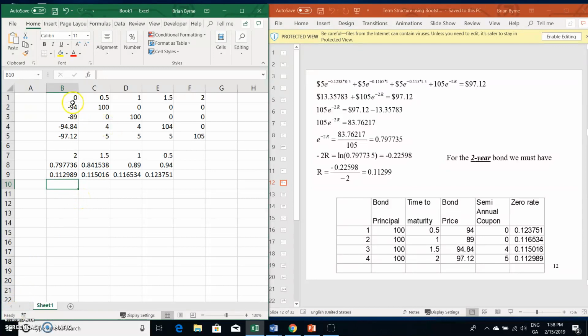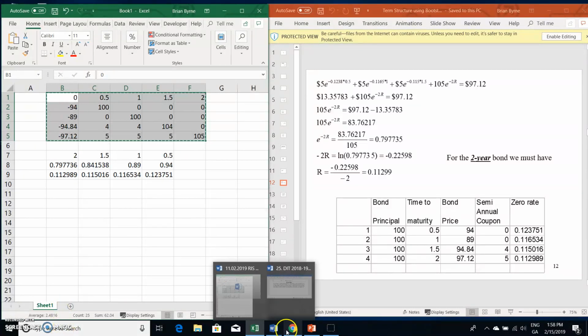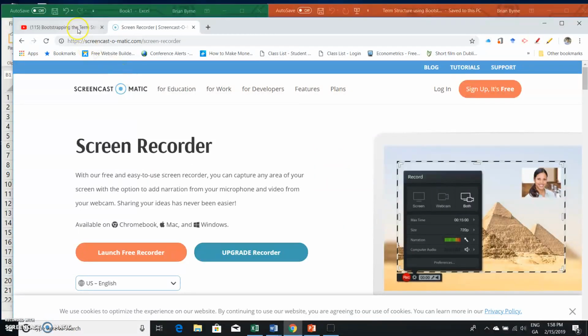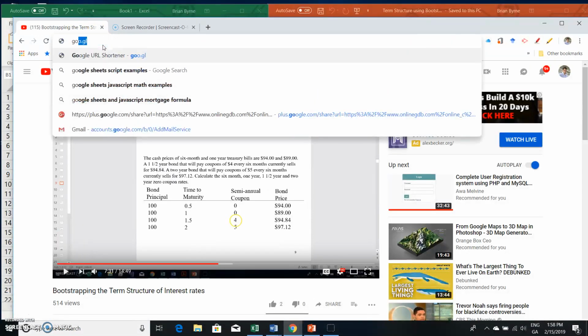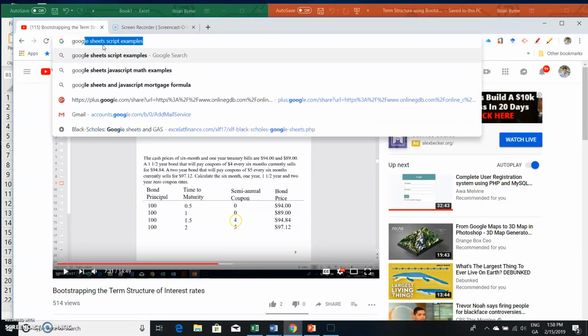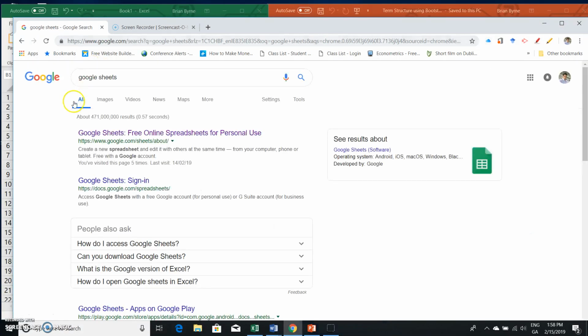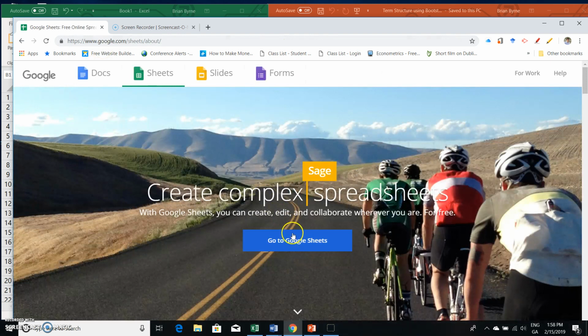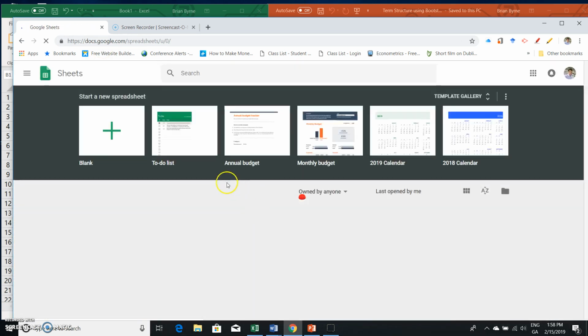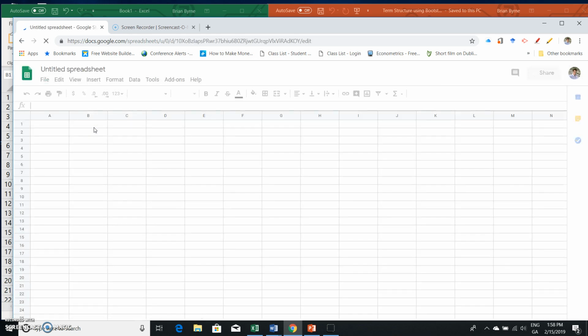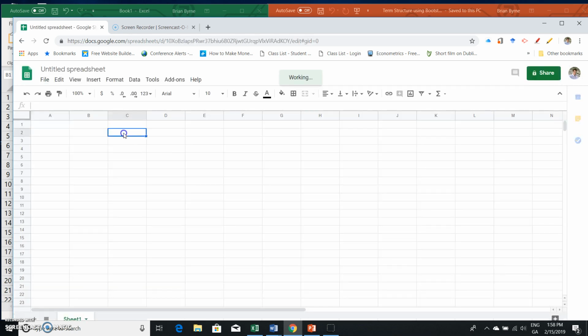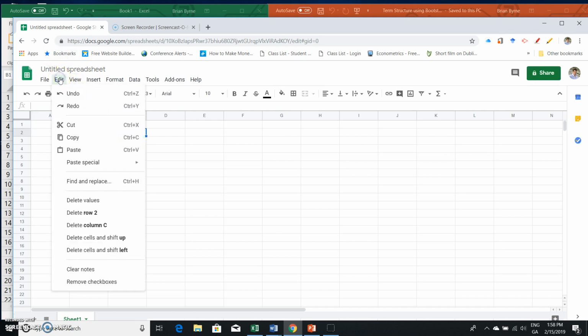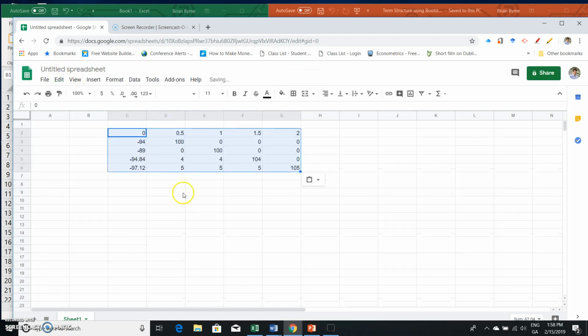Okay, now could we set this up in Google Sheets? Just for completeness, I'm going to go into Google Sheets for a moment and run the same estimation again. It's a new Google Sheet, and I'm going to paste in the same set of data that we have, and we get the same.